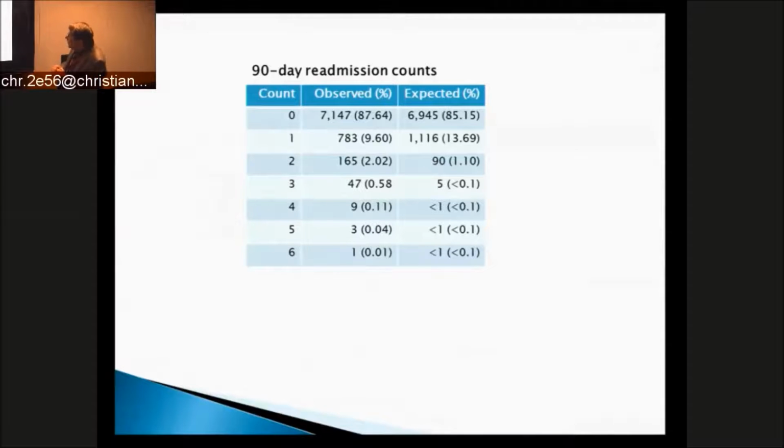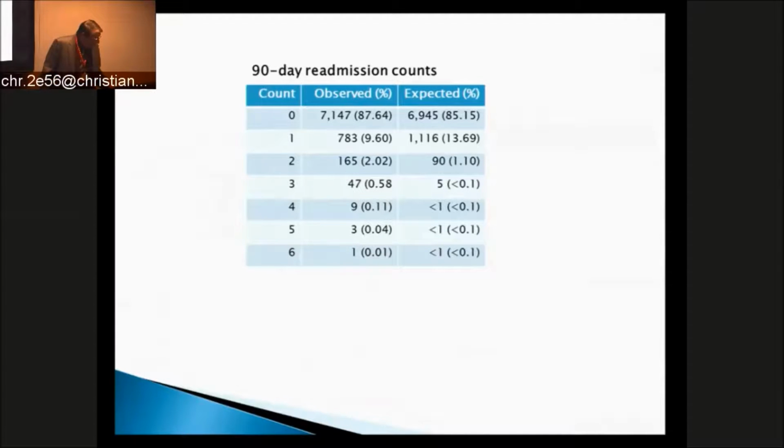Okay, so here is the 90-day readmission counts. We have the observed counts, and then this is the expected counts if we assume it's a Poisson distribution. So we can look at this and we can see right away what the issues are. We have somewhat more zeros than would be expected, although not that many more. We can see that there are fewer than expected people who had one readmission, but we have more than would be expected that had 2 or more readmissions. So it's over-dispersed.